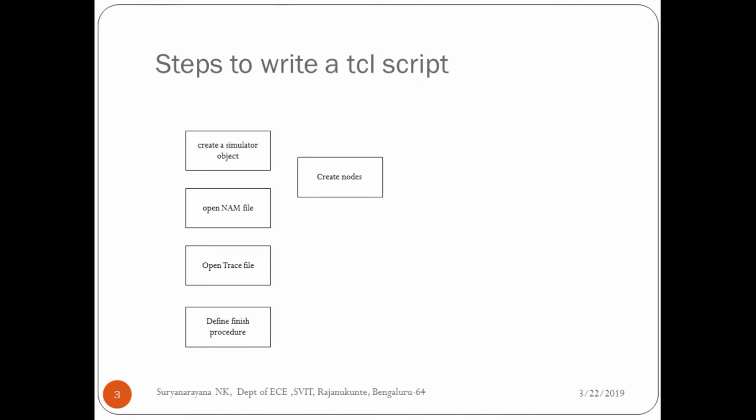In the second stage, we are going to create nodes. We are going to establish link between the nodes. We are going to set queue size for the link that we have established.